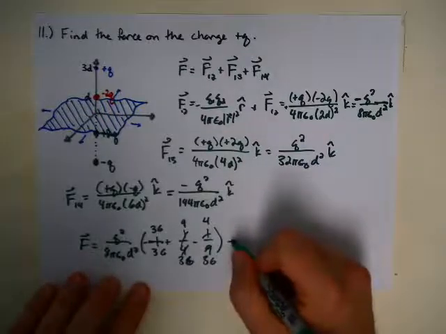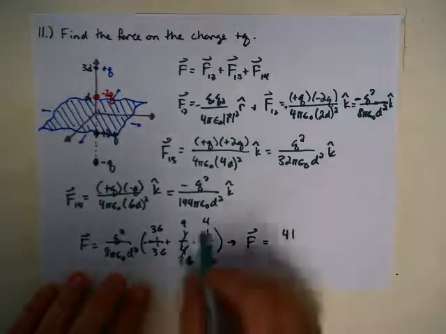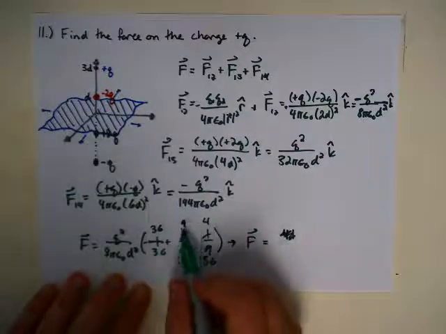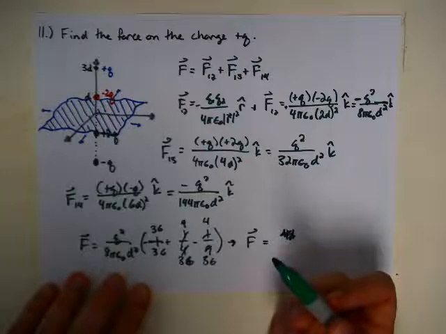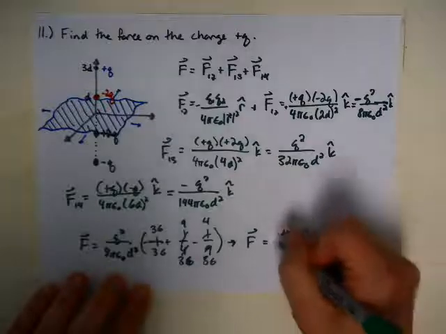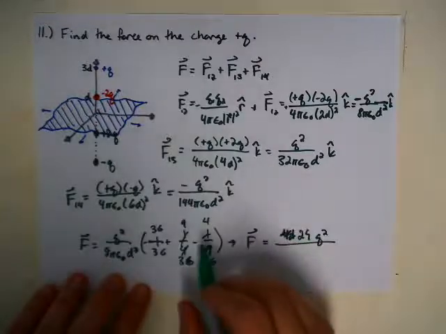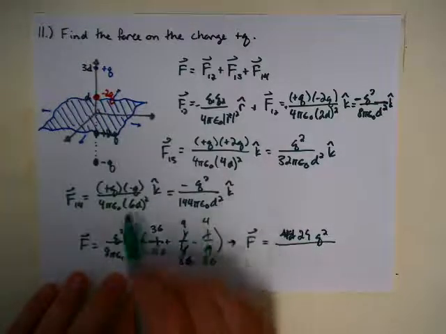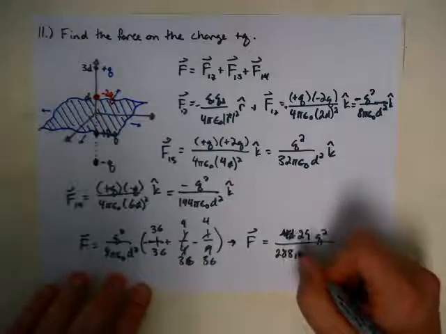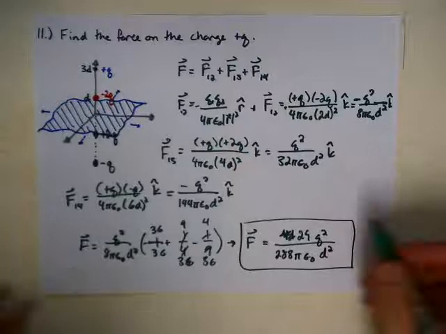Oh, sorry: minus 36 plus 9 is minus 25, minus 4 is minus 29. So this will be 29 Q squared divided by 36 times 8. 36 times 4 is 144, so 36 times 8 is 288. So 288 pi epsilon naught d squared, with a minus.